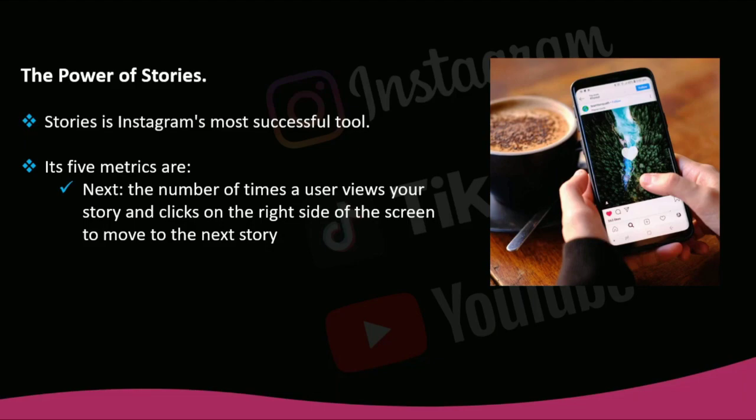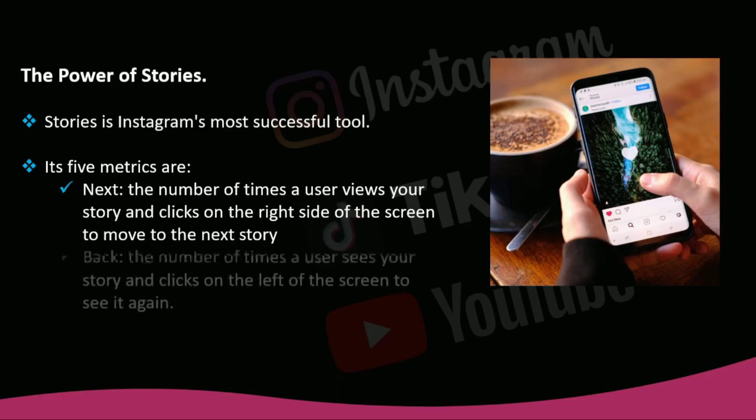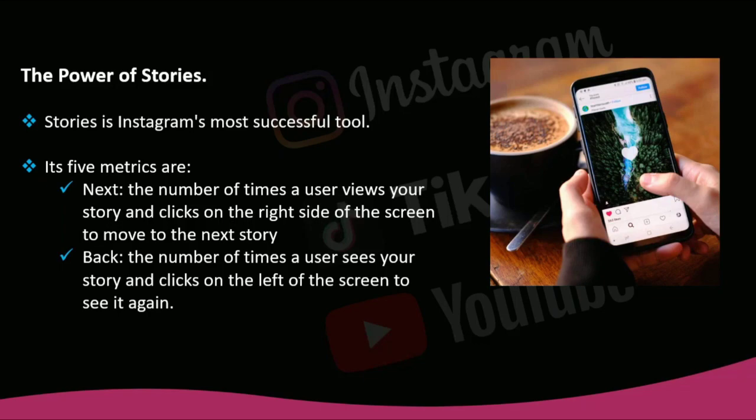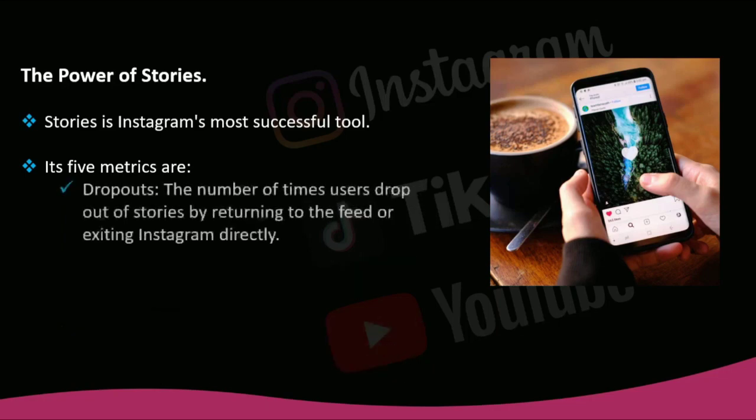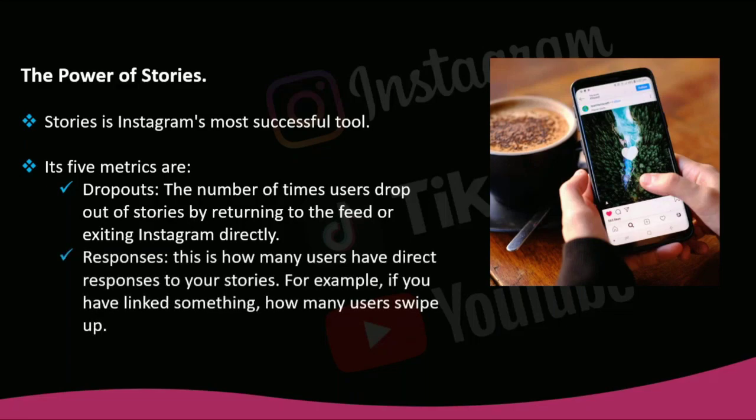Next, the number of times a user views your story and clicks on the right side of the screen to move to the next story. Back, the number of times a user sees your story and clicks on the left of the screen to see it again. Next story, the number of times people swipe to see the stories of the following account. This indicates that your stories are not being attractive. Dropouts, the number of times users drop out of stories by returning to the feed or exiting Instagram directly. Responses, this is how many users have direct responses to your stories. For example, if you have linked something, how many users swipe up?